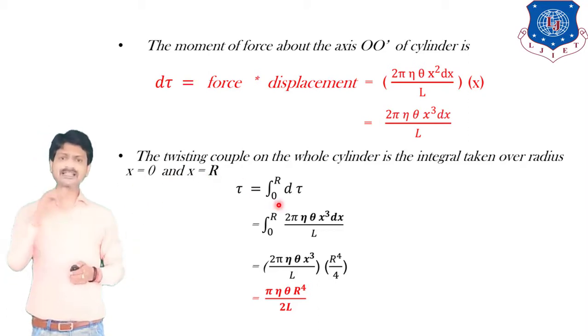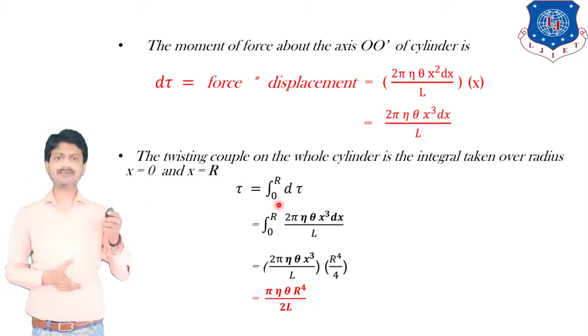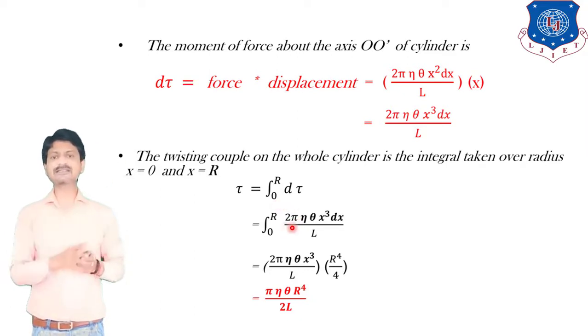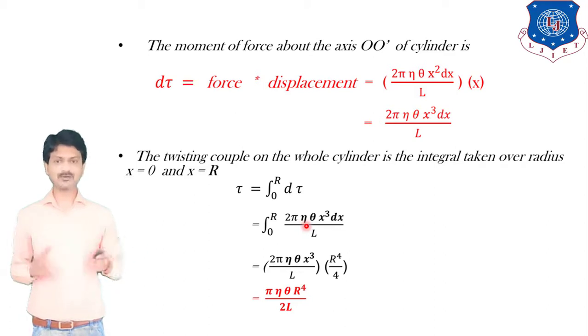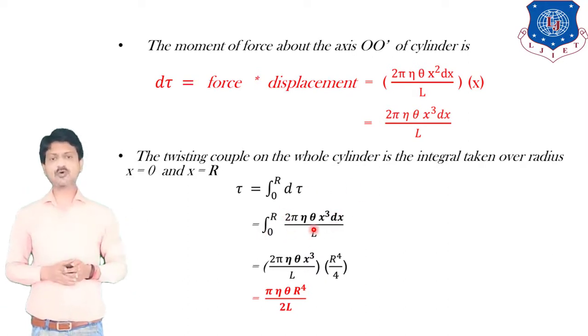So by integrating the above equation in the limit from 0 to r, we have the next equation of moment of force or twisting couple: tau equals integral 0 to r d tau. Now replacing the value of d tau, we have integral 0 to r 2 pi eta theta x cube dx by L.